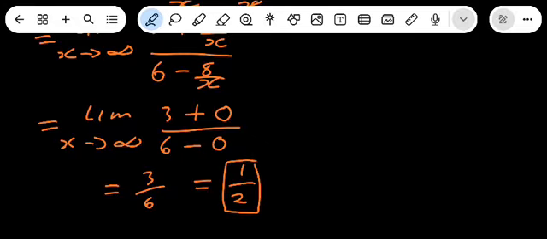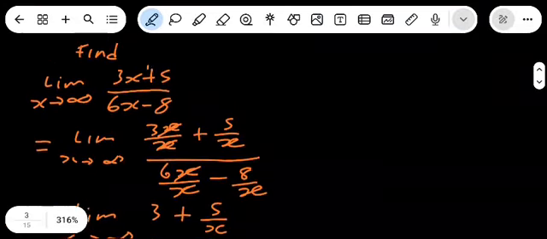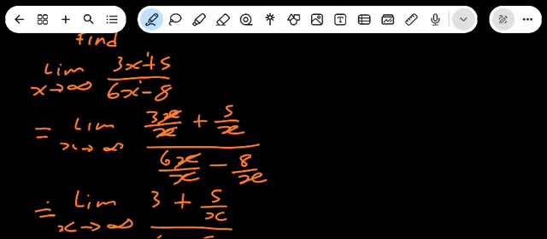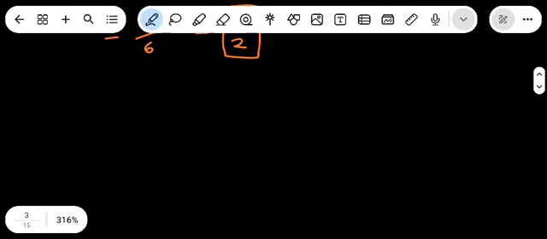So we have noticed that when we have x with the same degree, you will simply take the coefficient. This will simply equal 3 over 6. You simply take the coefficient. So what about if you are given a higher power?